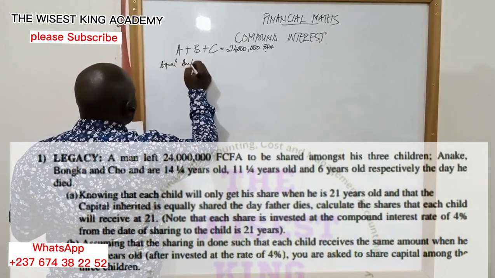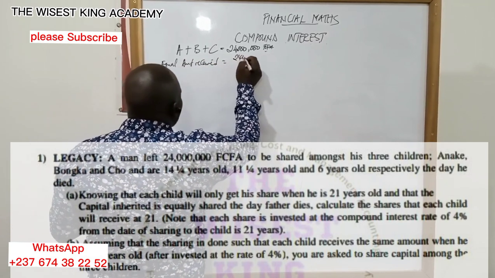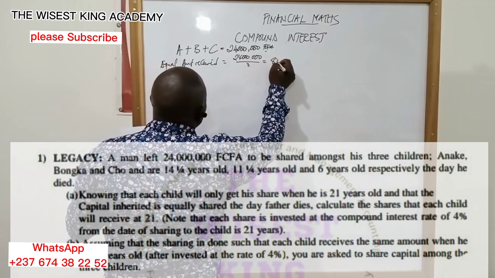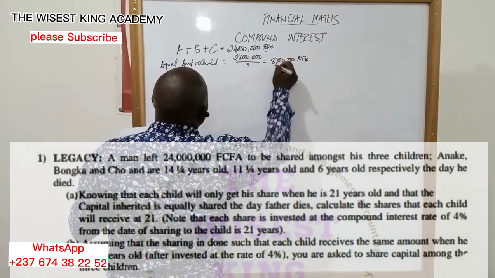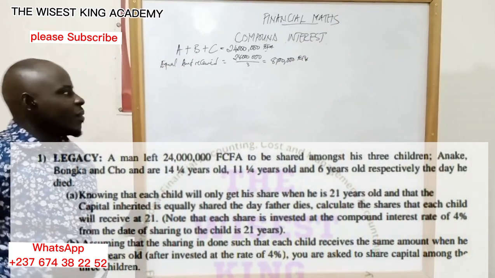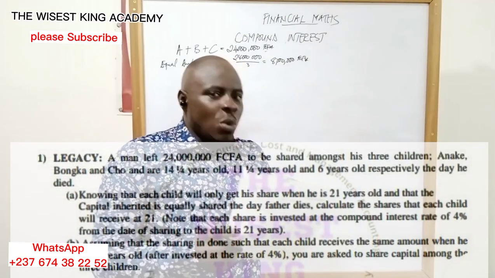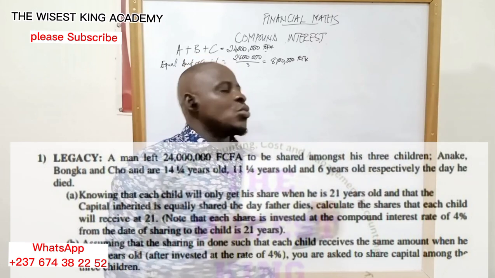We are told that as of today, the sharing is equally done. Equal amount received. That's going to be 24 million divided by 3, which is 8 million francs CFA. So each and every one of them will receive 8 million. But they cannot get in possession of the money. They will only receive the money when they are 21 years old.